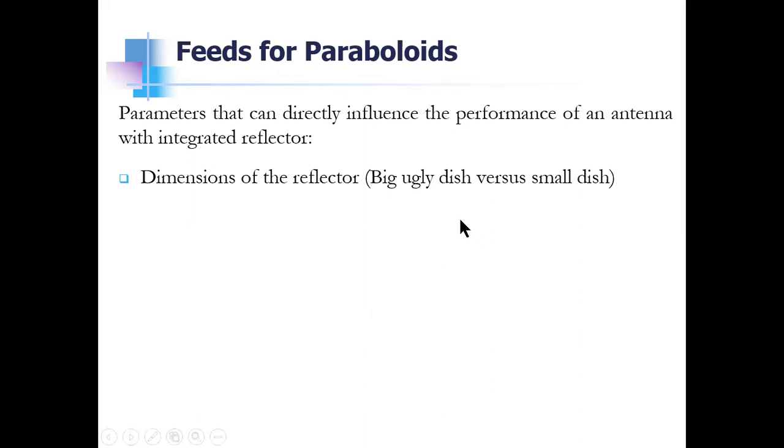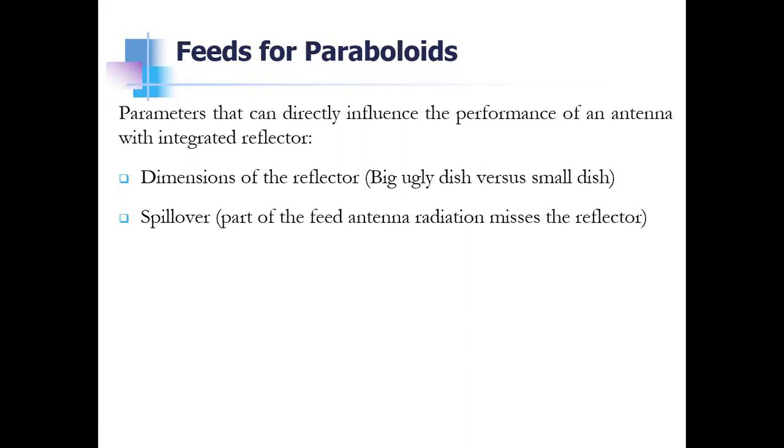We usually prefer smaller dimensions rather than a huge dish antenna. Suppose we have dish antennas at home or some reflecting antennas for commercial applications. We would always prefer antennas which are not so huge, right? So the dimension of the reflector is one of the performance parameters.